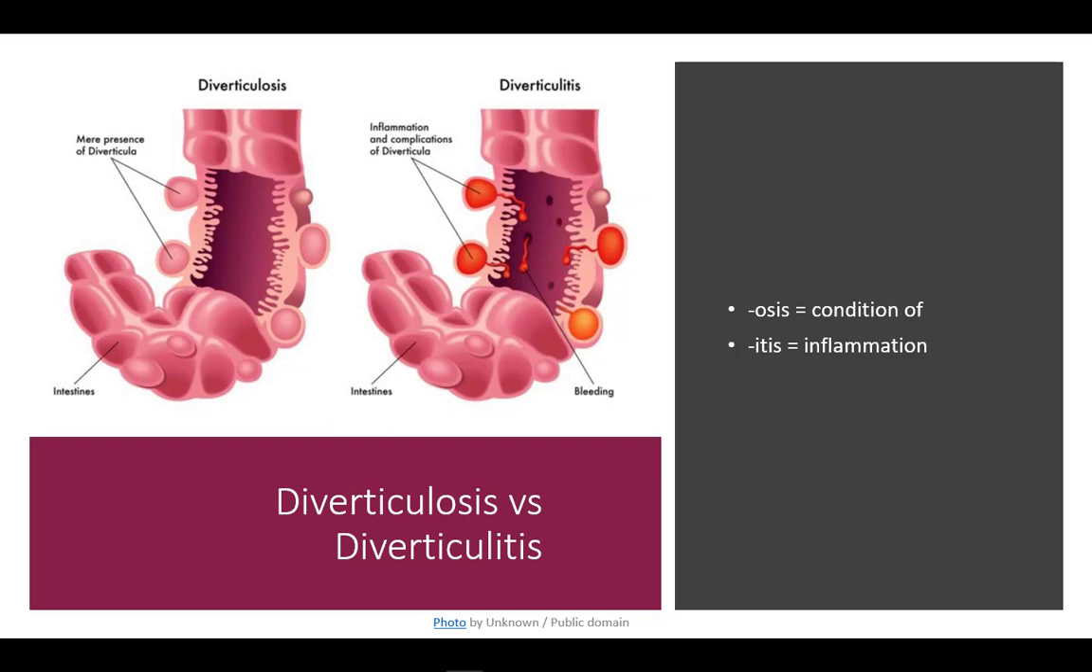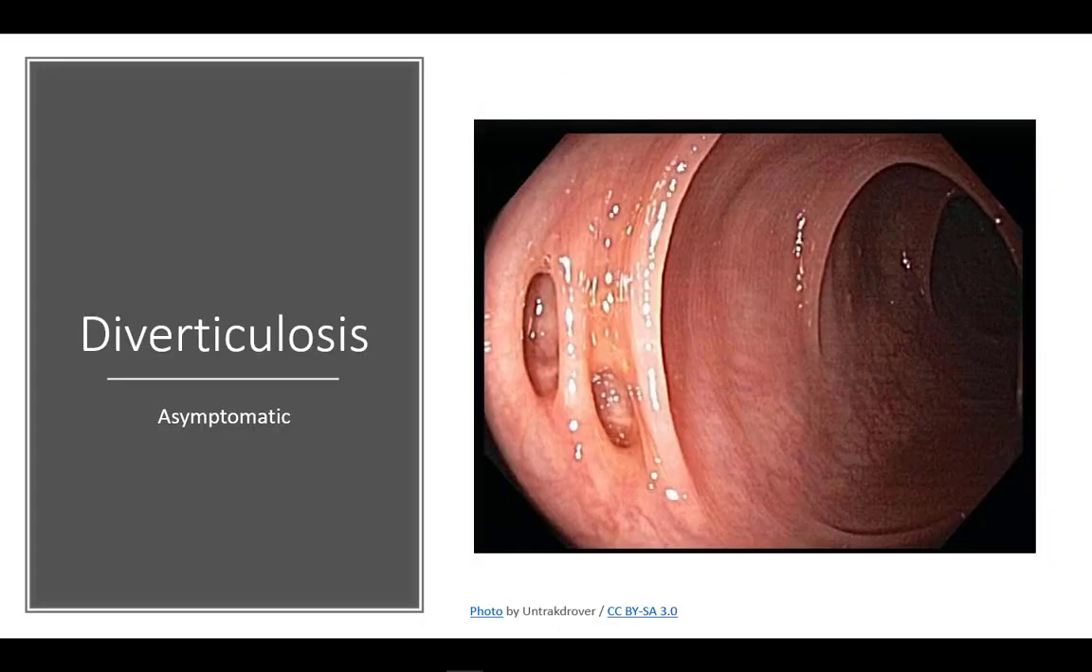There are two categories of diverticular disease, diverticulosis and diverticulitis. The best way to remember the differences is through the suffix on each term. Osis means the condition of, and itis means inflammation. So diverticulosis is the condition of having pouches, and diverticulitis is an inflammation of those pouches.